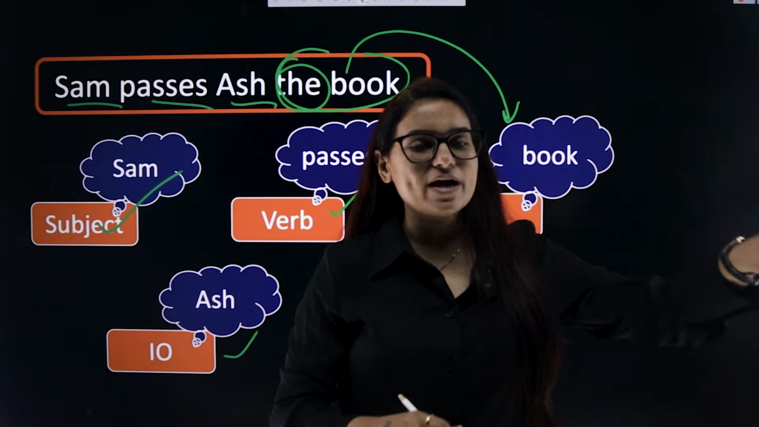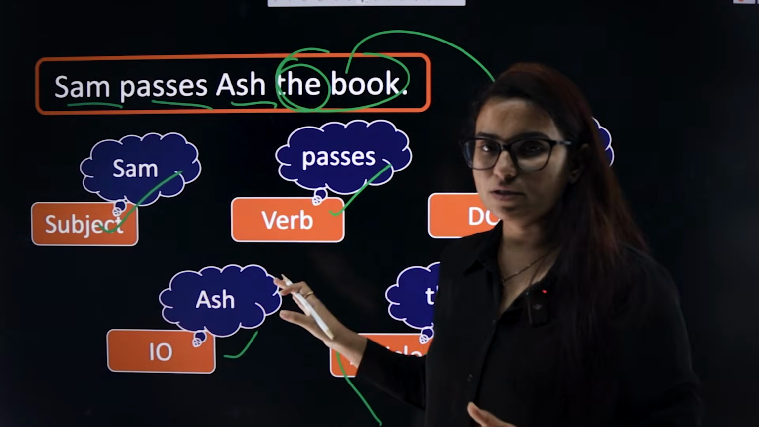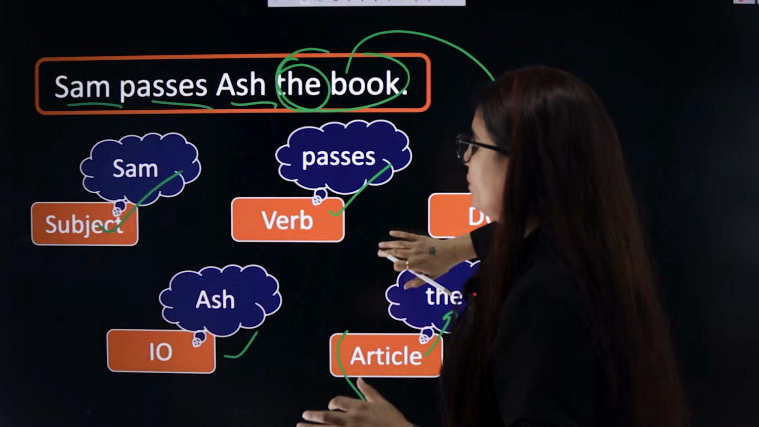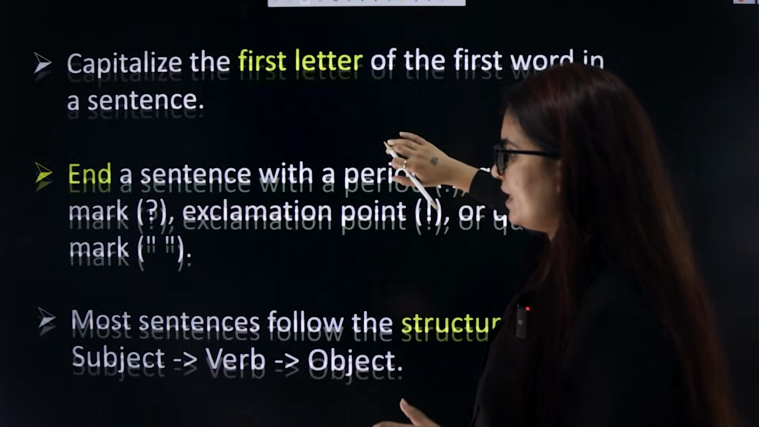At least write 5 sentences for each category. If you do that, you will never forget these concepts. Moving on, we have the next segment, which is a few grammar rules that I have collected for you.